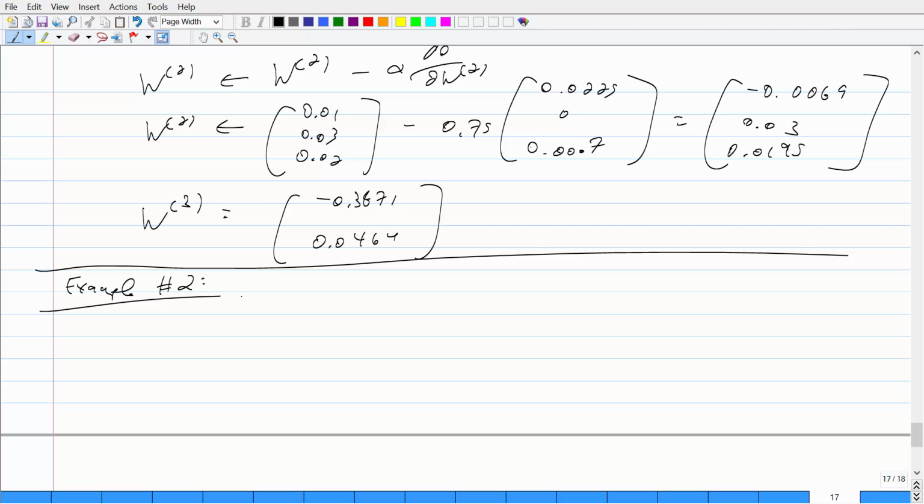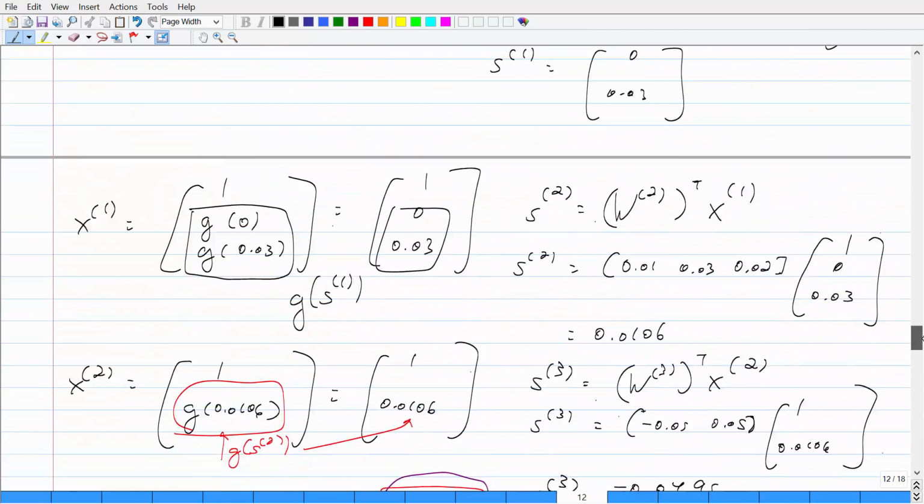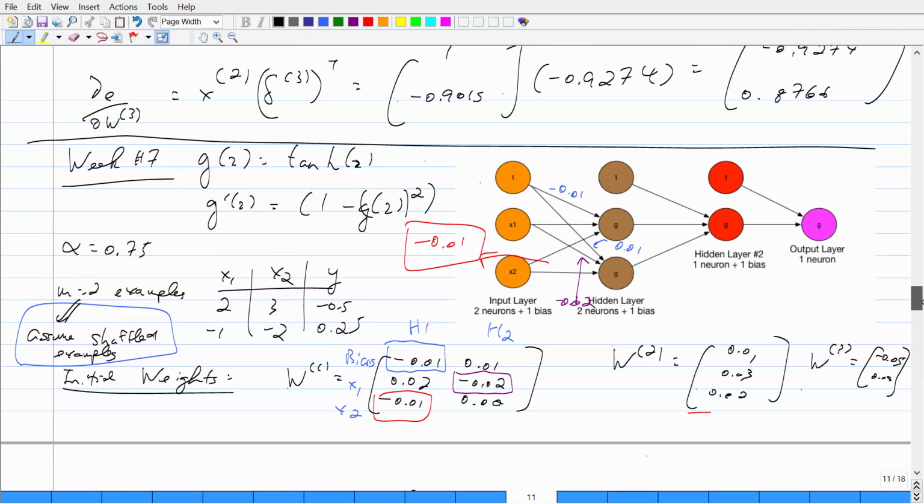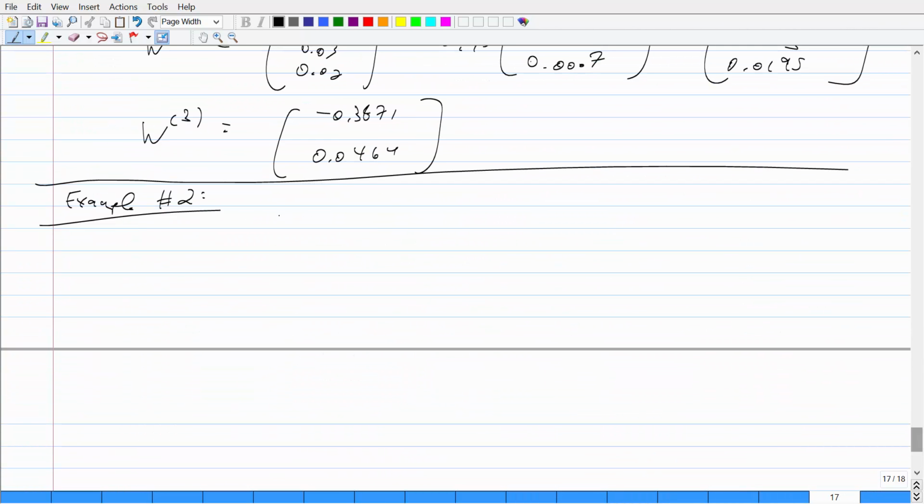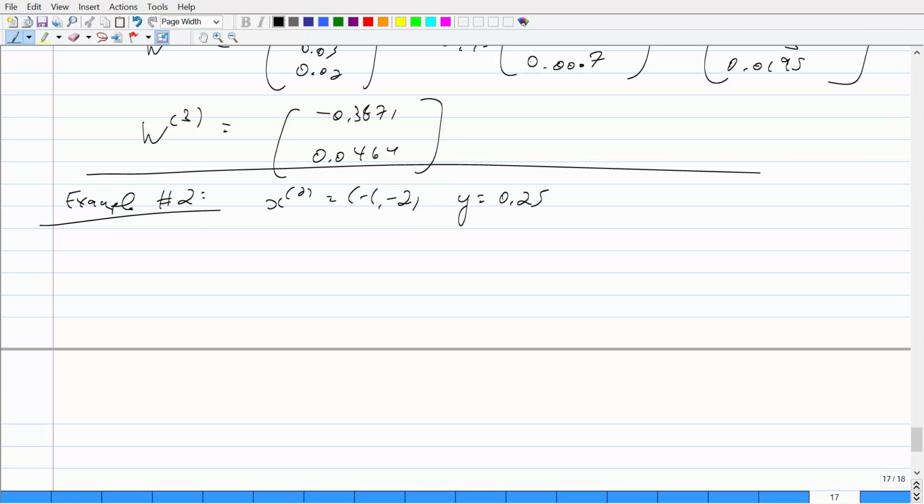Okay, example number 2. So example number 2, what was that? I don't quite remember. It was minus 1, minus 2, and the expected output was 0.25. Just want to double check to be sure. I'm pretty sure it's 0.25. Yep, 0.25. Okay, so here we go again.